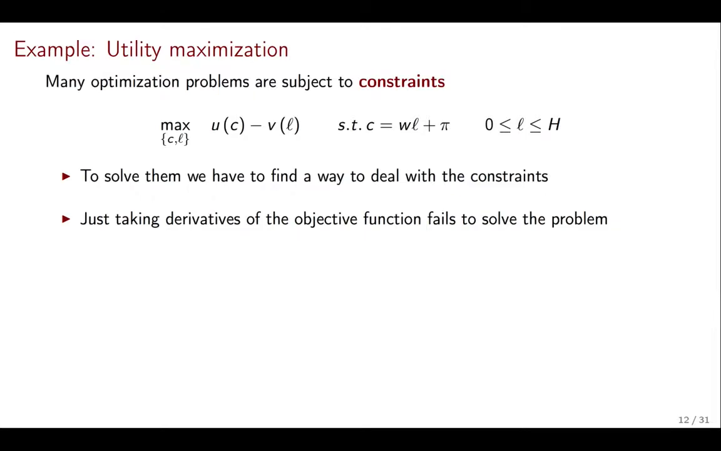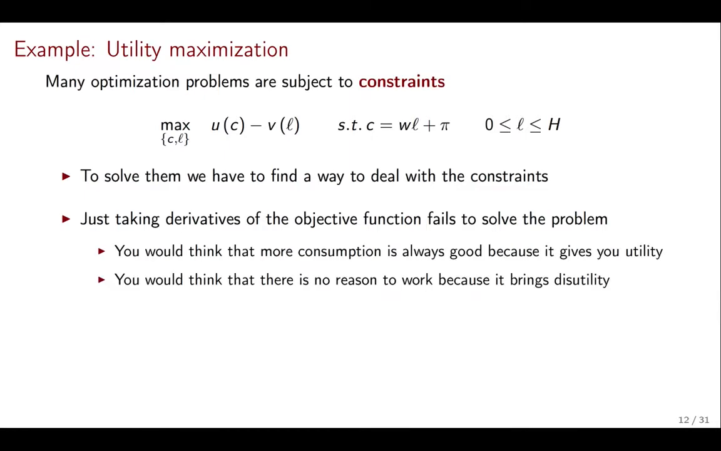Just taking derivatives of the objective function fails to solve the problem because it ignores the fact that the agent has a constraint and hence a trade-off. In most cases, the constraint is the one that's going to tell you what the trade-off is about. The fact that you cannot have more consumption without getting more income, that's at the heart of the consumer's problem. And so, if you just take derivatives of the utility, you will conclude that the agent likes consumption, the agent dislikes labor, and so perhaps what you want to do is consume a lot and not work at all. That is clearly impossible, but we don't know that until we see the constraints.